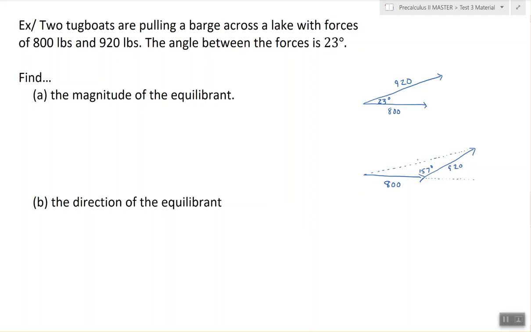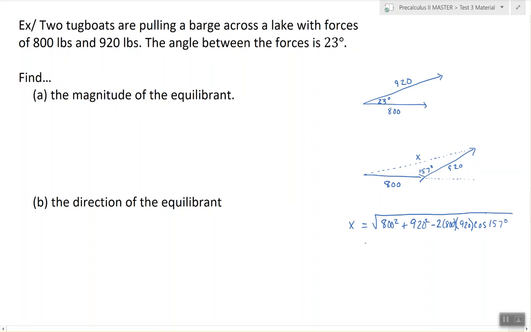So our work is set up here for us. First thing that we can do is find the magnitude, x. Since we have these two sides and their included angle, we can use the law of cosines. I'll go ahead and say x is the square root of 800 squared plus 920 squared minus 2 times 800 times 920 times the cosine of 157 degrees. Make sure that fits all under the radical there.